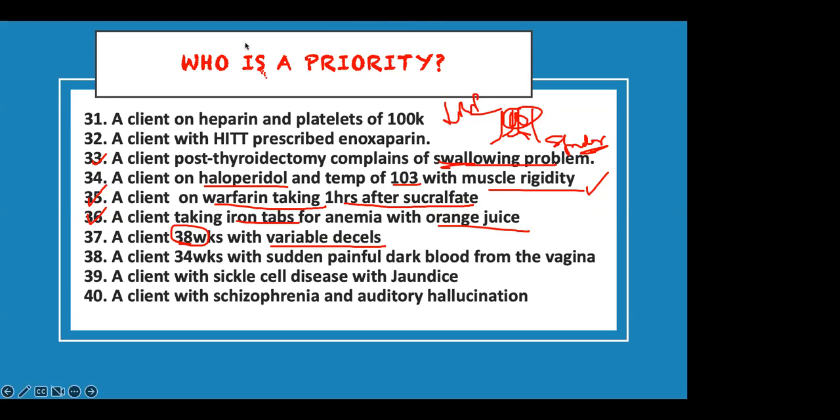Variable deceleration is bad. The client, 34 weeks with sudden painful dark blood from the vagina. What do you think? These are the things you can use for your next generation. The same thing they will give you is just content where you hear the buzzwords and think, oh, I know this. You make the diagnosis, then you manage it. This sudden, painful, dark blood, placenta abruption. Please see this patient, okay?